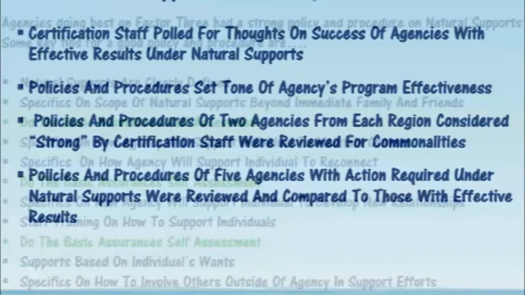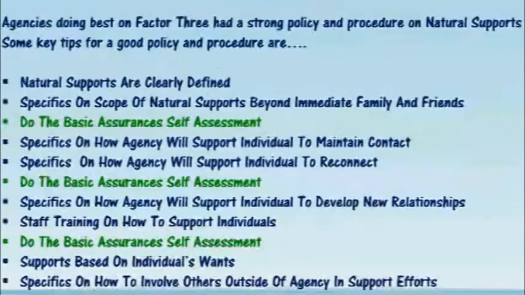These are some of the tips for a good policy and procedure. Your natural supports need to be clearly defined. Specifics on the scope of natural supports beyond immediate family and friends. Do the basic assurances self-assessment. Specifics on how the agency will support individuals to maintain contact. Specifics on how the agency will support individuals to reconnect. And do the basic assurances self-assessment.